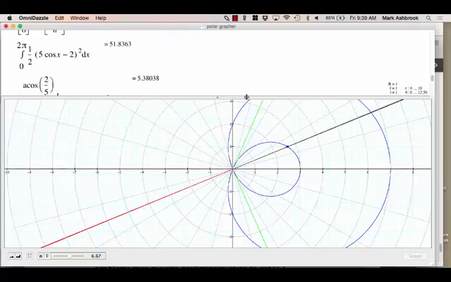If I want the whole area, all of the area inside the outer loop, what would I do? I'm just going to subtract the inner loop once. 51.83 minus 5.38. Okay, doesn't make sense.